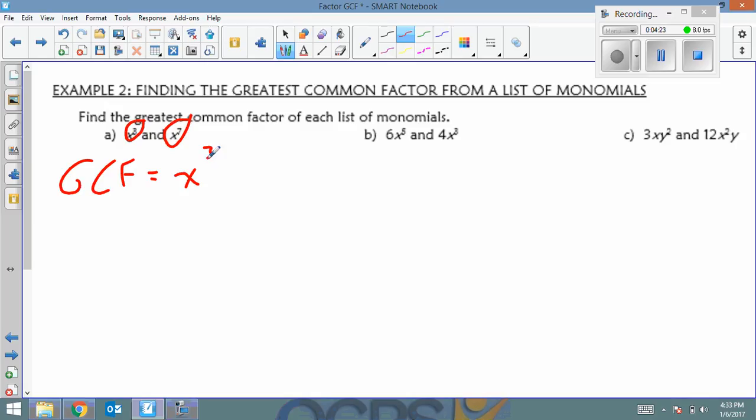When we have numbers, we have to do numbers first, then letters. So we have to find the GCF of 6 and 4. Well, the GCF of 6 and 4 is 2. And then here we have x to the 3rd. That's our smallest exponent, so it's 2x to the 3rd.